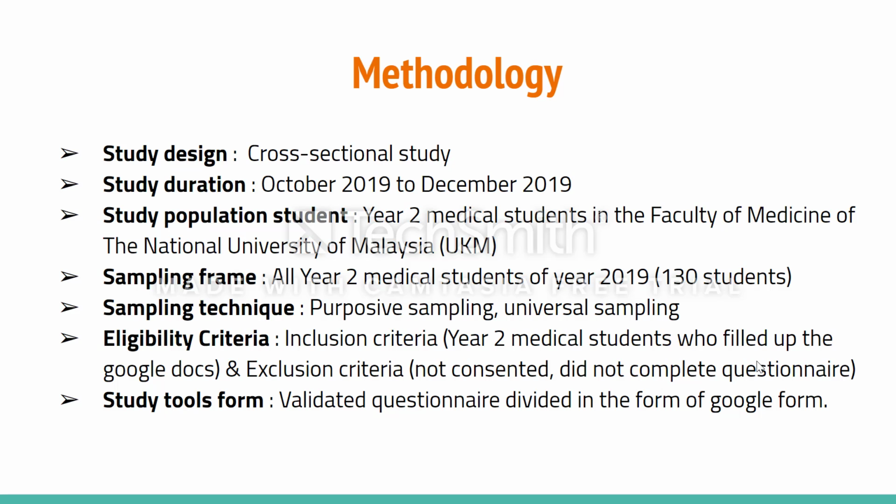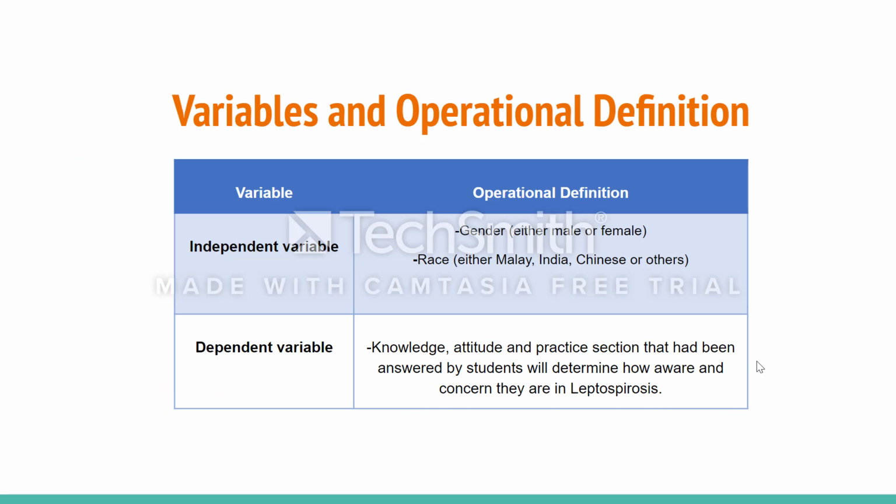As for the study tool, it is a validated questionnaire in the form of a Google form. There are two variables, which are independent and dependent. The independent variables consist of gender and race. Gender consists of male or female, and race consists of Malay, Indian, Chinese, and others.